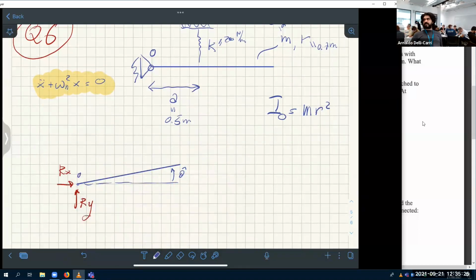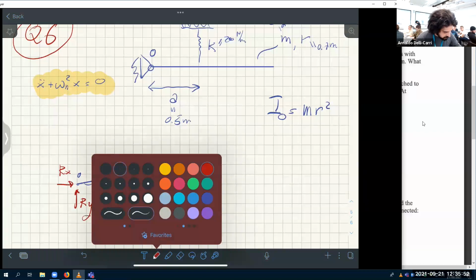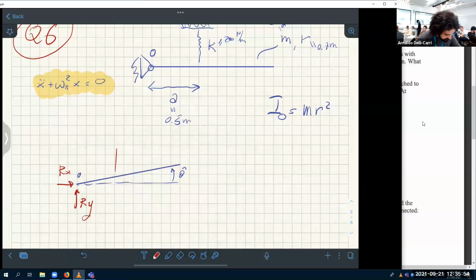And what's the direction of the force of the spring? Is it vertical or horizontal first? It's vertical. And which direction? Is it up or down? Look at the deformed shape. If the beam moves up, what does the spring do? Pushes down. All right, so the direction of the force on the spring is this one. This is Fk.